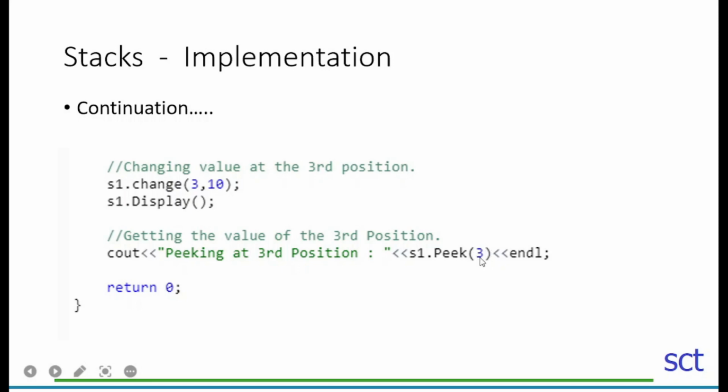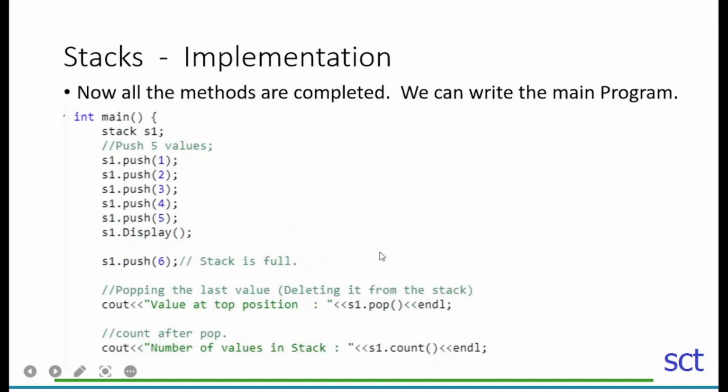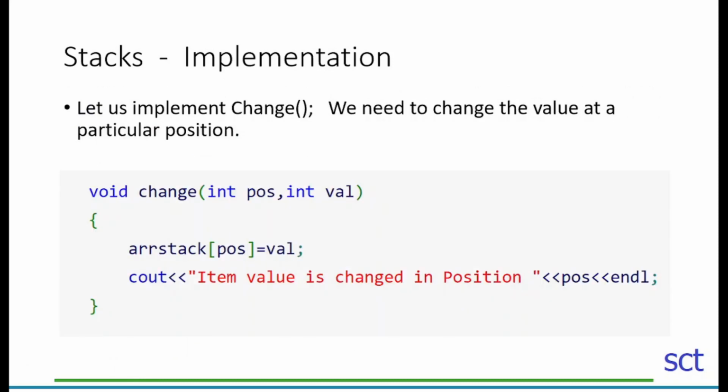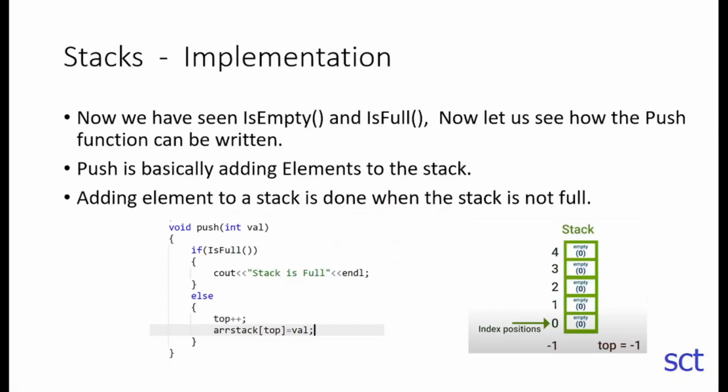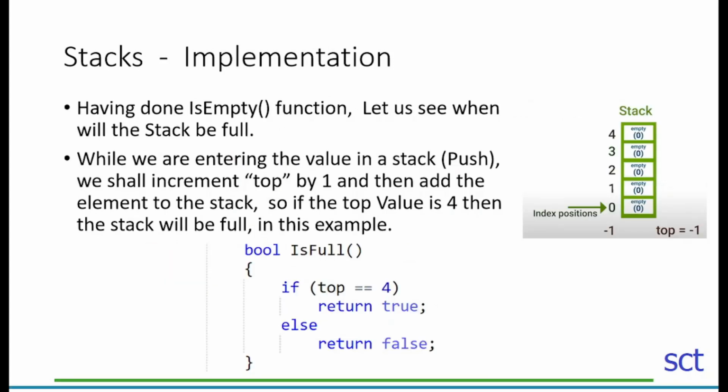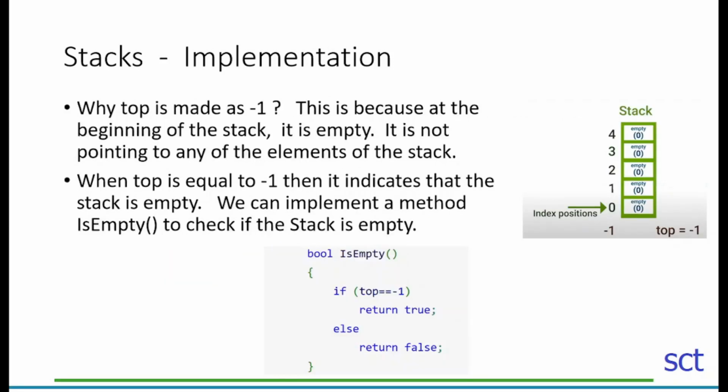I want to see what is the value in the third position. So I will say S1 dot peek of 3 here. So what is going to happen in the third position? What is the value that is going to be displayed in this cout? So let us implement this in C++ code, and we will run the code and see how it is going to work for us.